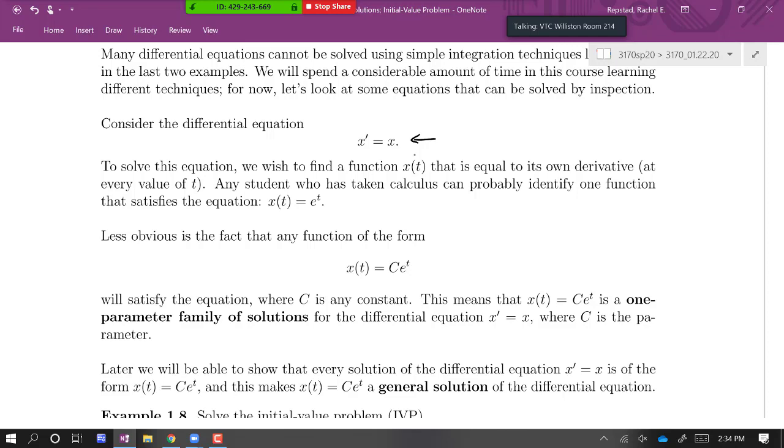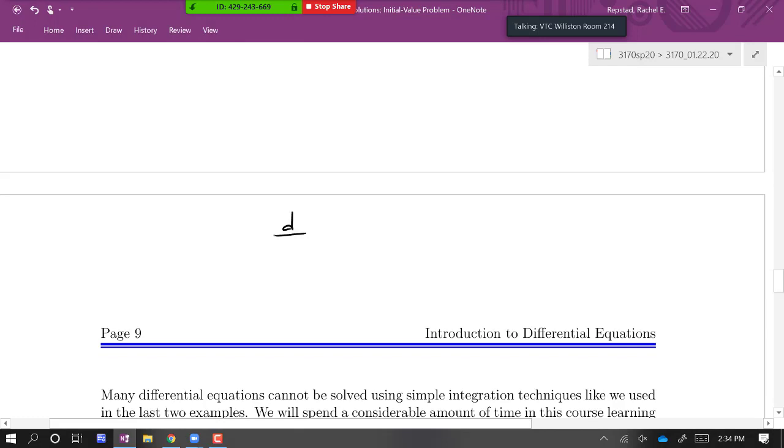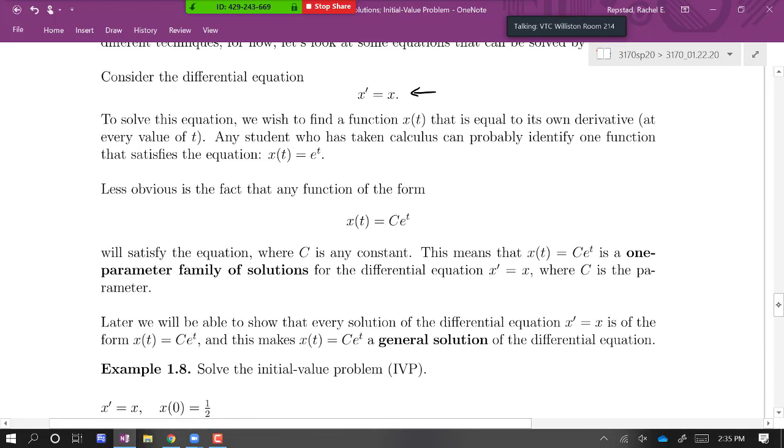Any other base is not going to be equal to its own derivative because, like, the derivative of 2 to the t instead of e to the t is 2 to the t times ln 2. If it's any other base, we have to throw in this constant factor. So the natural exponential function is the only one that works. So e to the t works.